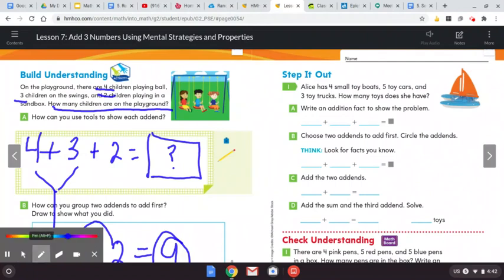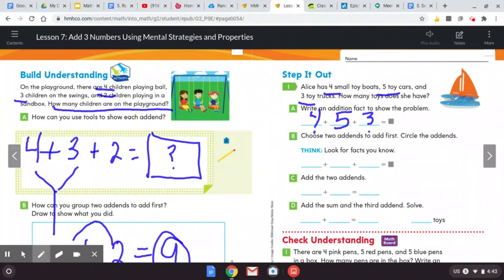4 toy boats, 5 toy cars, and 3 toy trucks. 4 plus 5 plus 3. How would you group the addends together? Look for facts you know. Do you already remember what 4 plus 5 is? Or do you know 5 plus 3 easier? Or do you know 4 and 3? We just did 4 and 3, so we actually could think about addends you already know together.